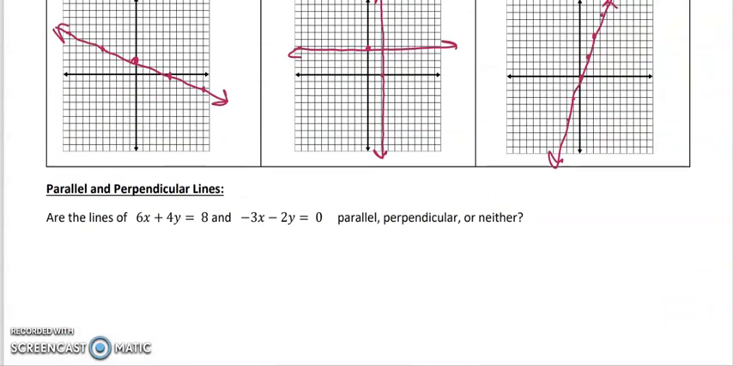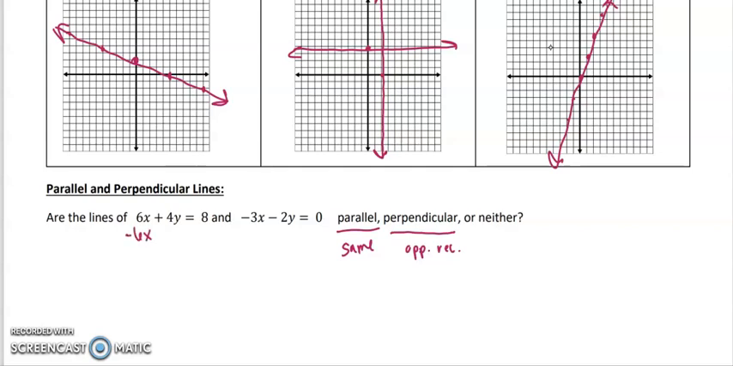Parallel and perpendicular lines. Are the lines of the two equations parallel, perpendicular, or neither? Okay, well, remember, parallel lines have the same slope. Perpendicular lines have opposite reciprocal slopes, and neither means neither. So to find the slope, we have to solve for y. So let's solve this first one for y.